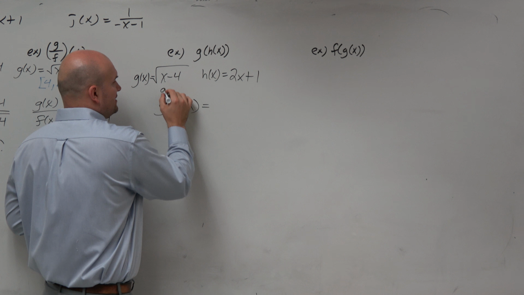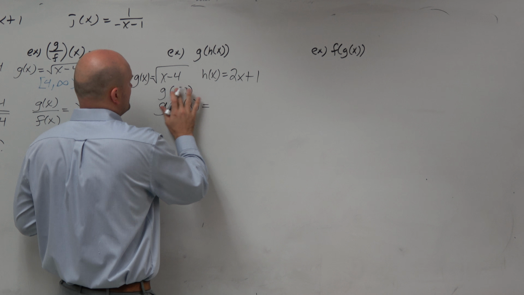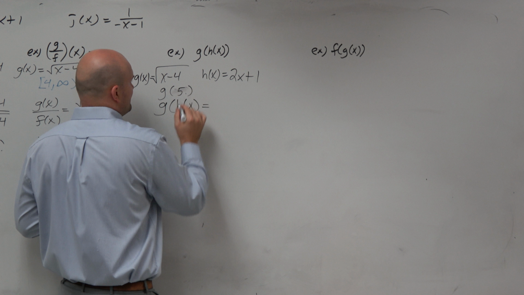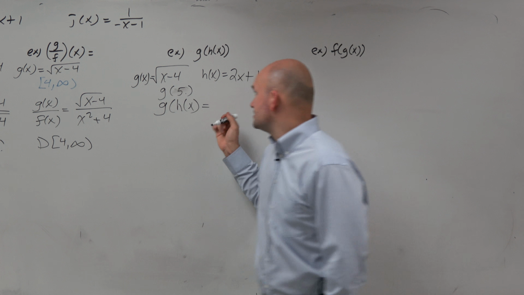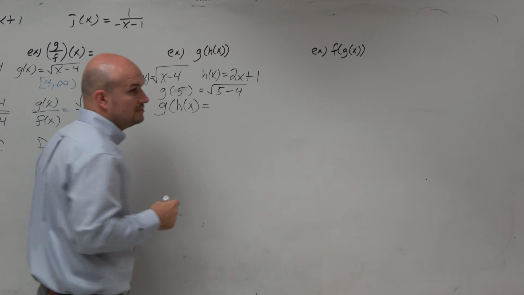The way that I look at this, guys, if I said, what is g of 5? You're just going to plug the 5 in for the x. Whatever is inside of there, you just plug in for the x. So that'd simply be the square root of 5 minus 4, right? Square root of 1 equals 1.